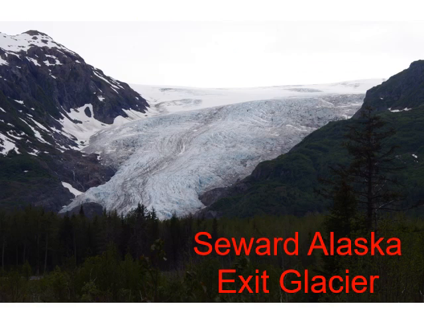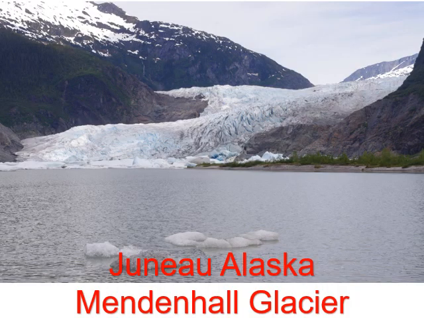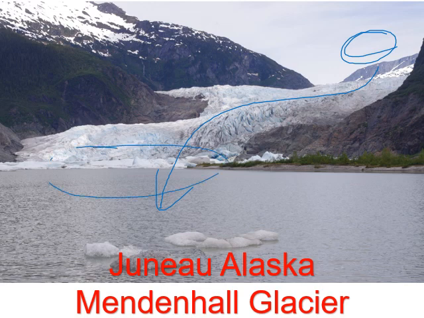This is Seward, Alaska's Exit Glacier. You can see it snows a lot up here. The snow builds up and then it pushes itself to flow downhill. This is Mendenhall Glacier in Juneau. You can still see the same thing. You can get the idea how it snows a lot up here, and then it kind of slowly slides down here. Now this is summertime, so the end of the glacier is melting a little bit more, and we get a little lake down at the bottom.